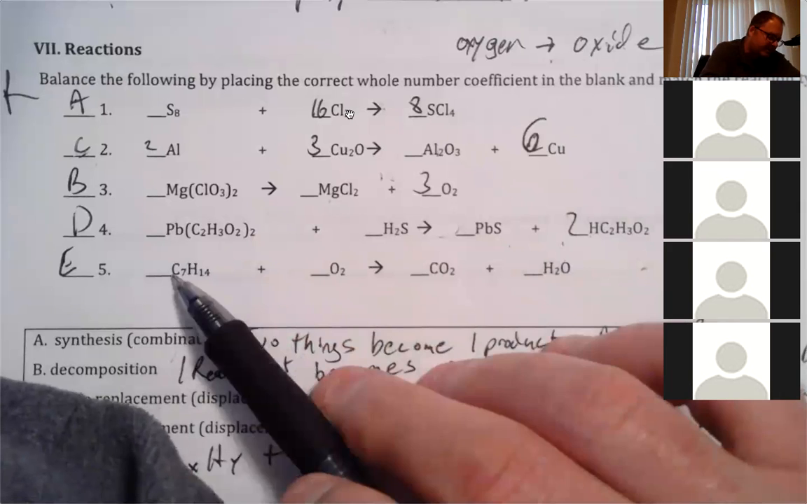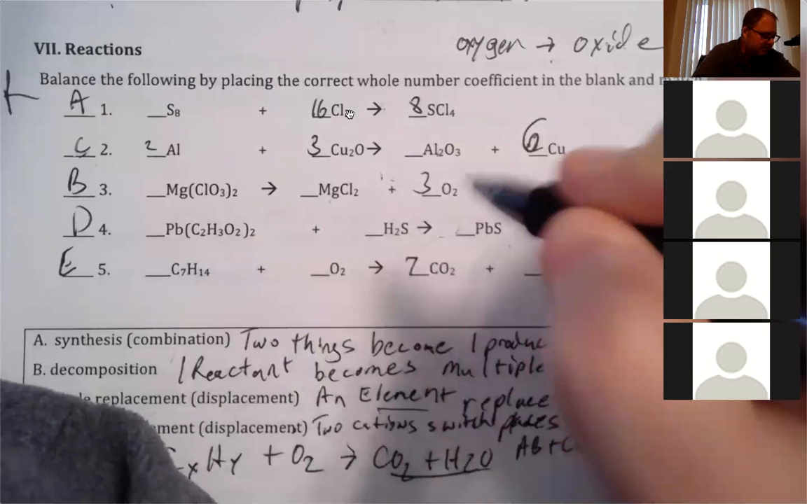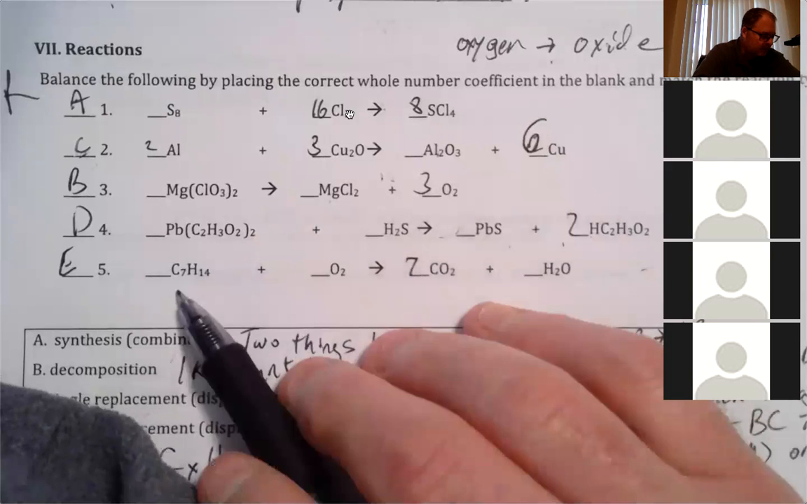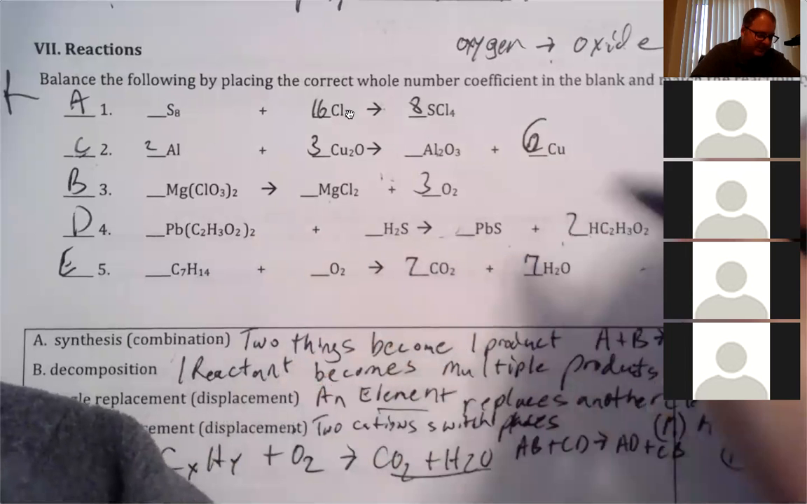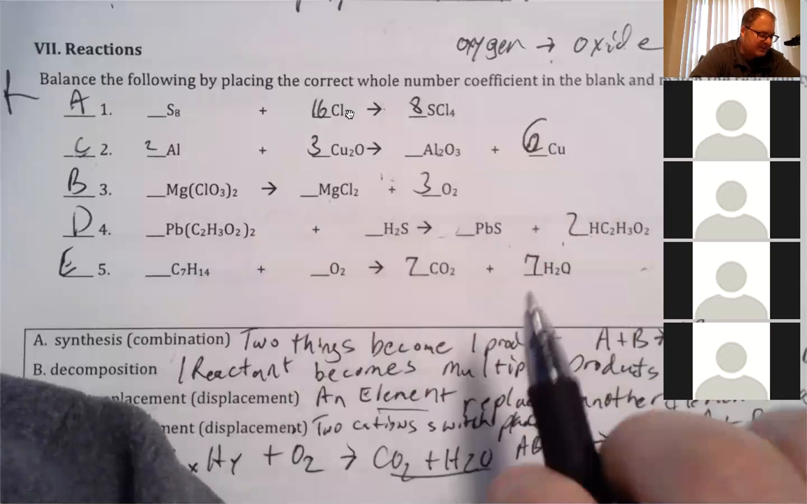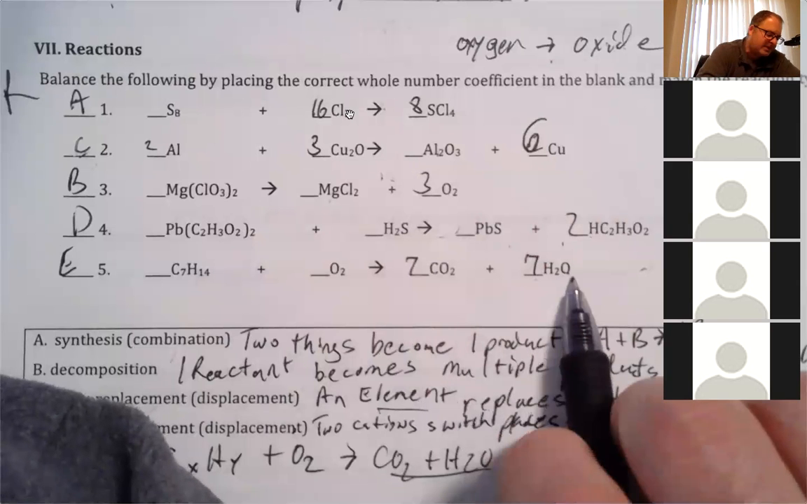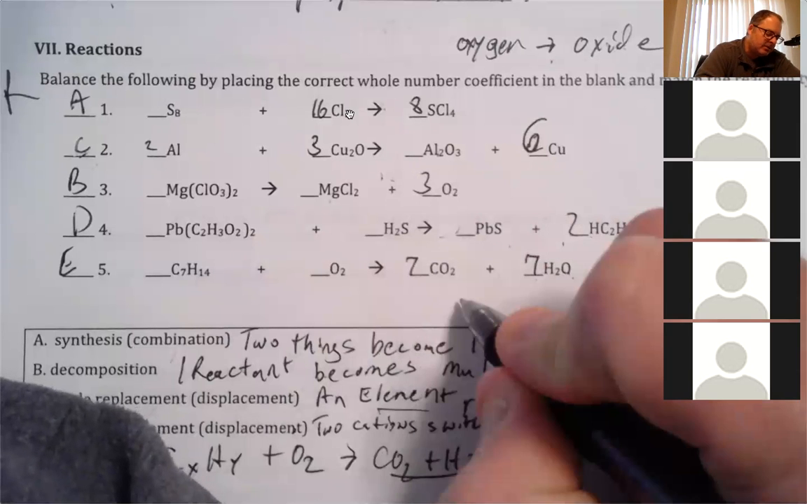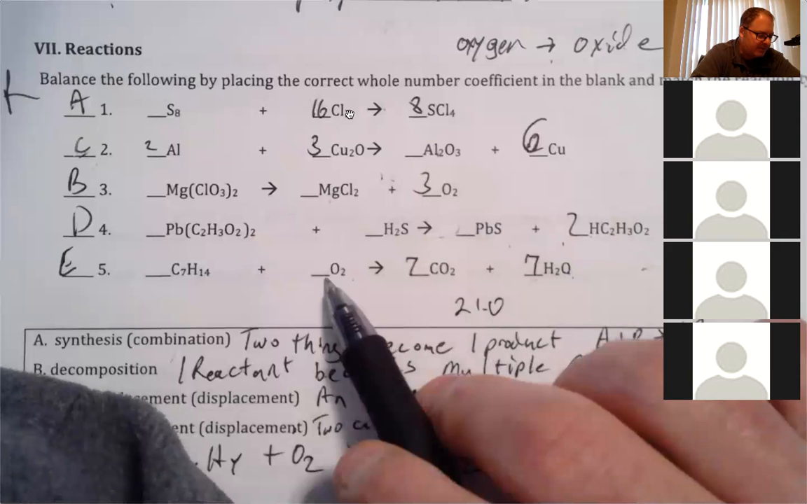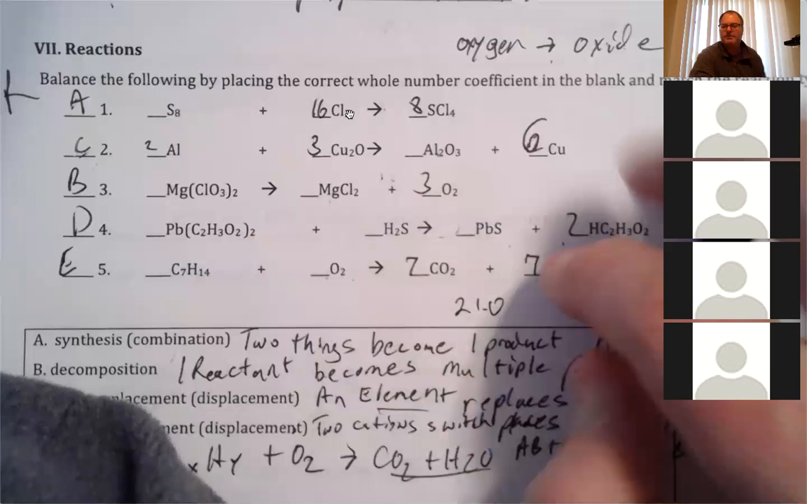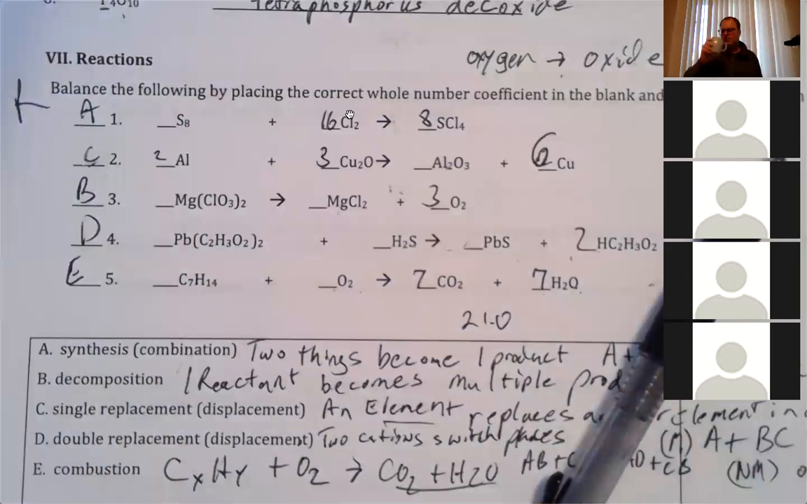Here we have 7 carbons. So if I put a 7 there, 14 hydrogens. So I need a 7 there because 7 times 2 is 14. That gives me 7 oxygens plus 14 oxygens. That's a total of 21 oxygens on this side. What can I multiply by 2 to get 21? Anyone? What's 21 divided by 2?